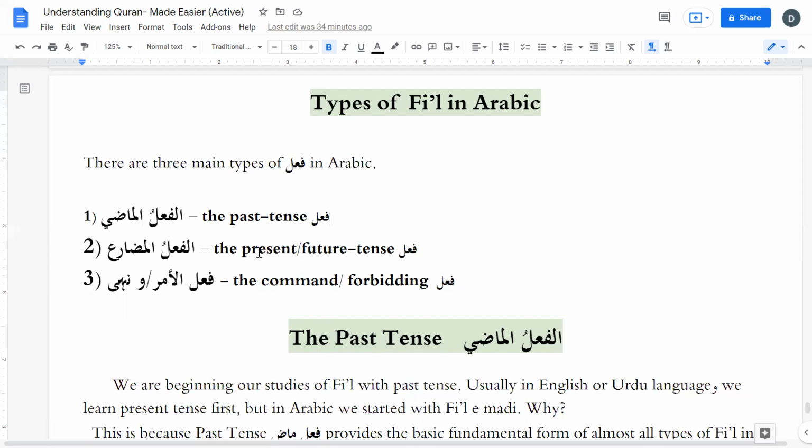Two are related to time. Fi'l Madi is past tense and Fi'l Mudari is present or future tense. And the third category is about the connotation. If a fi'l contains a command, then it's Fi'l Amr. And if that particular action is forbidden, then it's a fi'l in nahi. So these 3 are the main types of fi'l in Arabic.